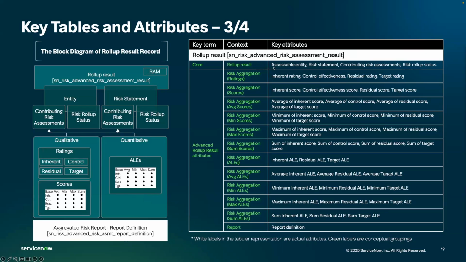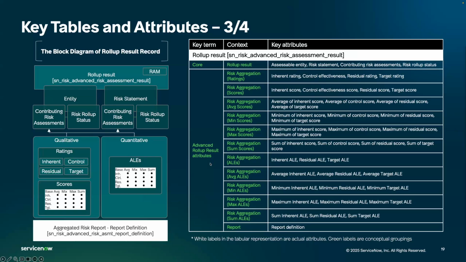Every roll-up result anchors to an accessible entity, risk statement, contributing risk assessments that feed the aggregation, and a roll-up status indicating if it's current. This record stores aggregated scores and ratings after roll-up calculations run. Point to be noted is the results are tracked against a risk assessment methodology. Advanced roll-up result attributes.